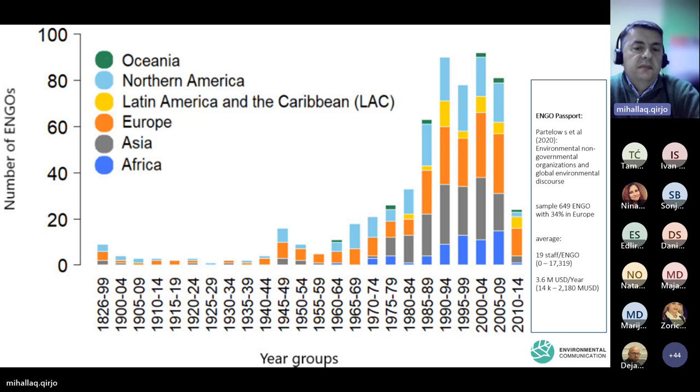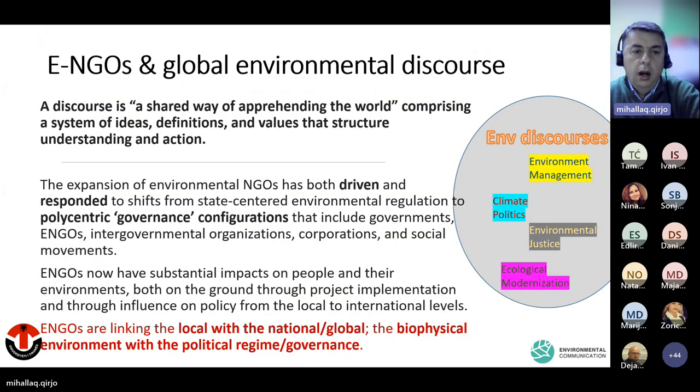They found that an average environmental NGO would have 19 staff, and this would vary from very small NGOs of one to two people up to 17,000 members. Budget also varies a lot, from small NGOs with $14,000 per year up to others that might have millions of euros. The article shows a lot of the differences on different continents and how it has evolved. Of course, Europe keeps a special place, both in the number of NGOs and in how strong they are.